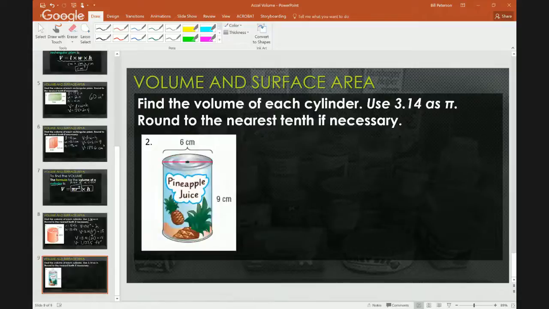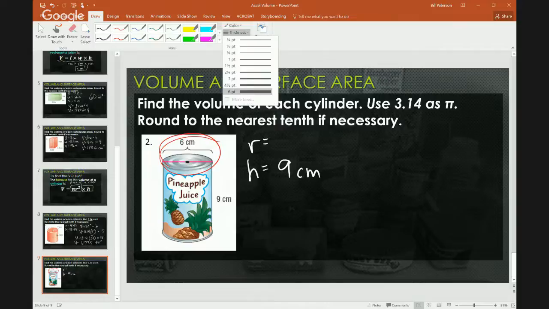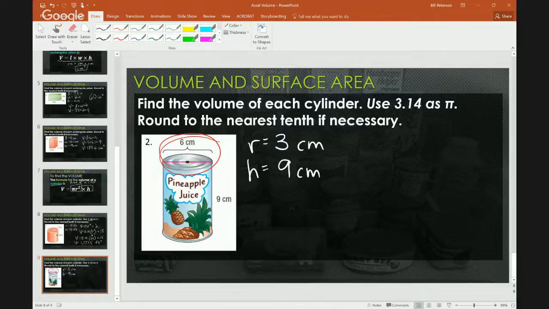Now we're given this lovely can of pineapple juice. Sounds delicious on a warm day. Let's figure out some parts here. We have the radius and the height. We know the height is 9 centimeters, but we notice that we're given 6 as our diameter. Since our diameter is 6, our radius is going to be 3 centimeters. All we're doing is taking half of the diameter to get the radius. That's going to help us in doing our equation here.